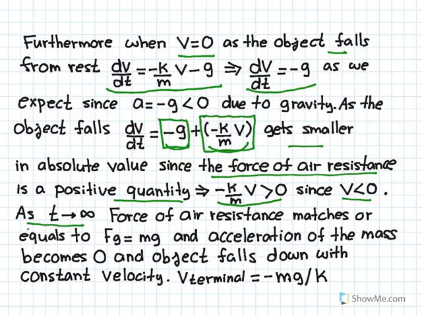As t goes to infinity, the force of air resistance catches up with the force of gravity. It matches or equals the force of gravity, mg, and the acceleration of the mass becomes zero. It approaches zero, and the object falls down with constant velocity, because once the acceleration is zero, according to Newton's law, the object will fall with constant velocity. That constant velocity, we call it the terminal velocity, which is minus mg divided by k. All right, thanks.